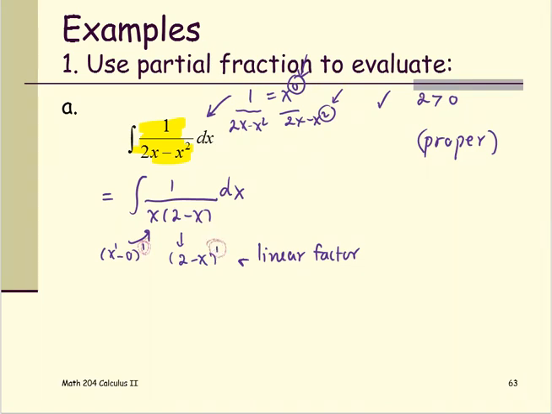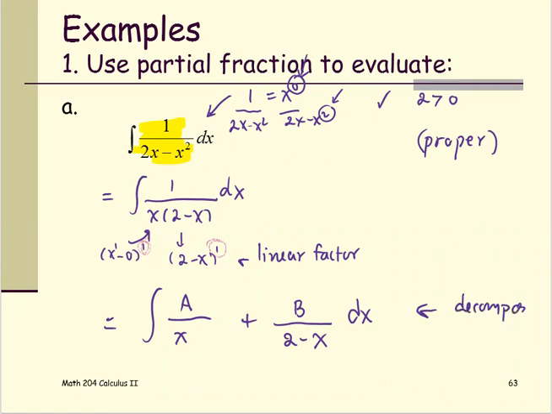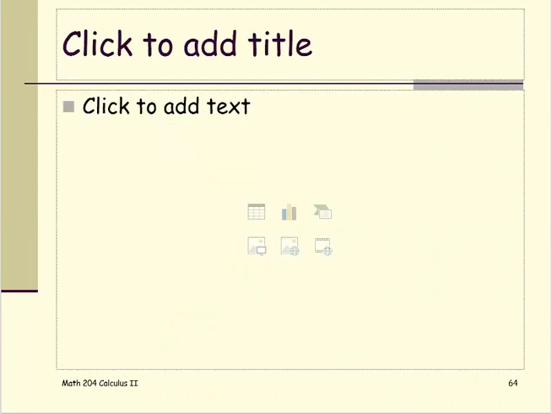Just for this example, we can break it up as the integral of one of them divided by x minus 0, or just x, plus the other factor divided by 2 minus x. For a linear factor, the numerator is going to be a constant. Either use a1, a2, or a and b, it doesn't matter. This is the next step after you have the proper fraction. In this case, you do the process of decomposing the fraction into partial fractions.